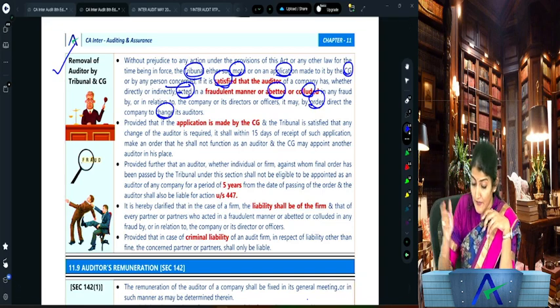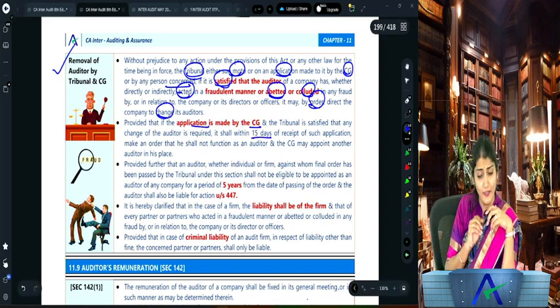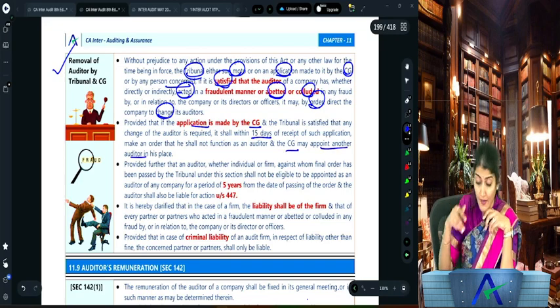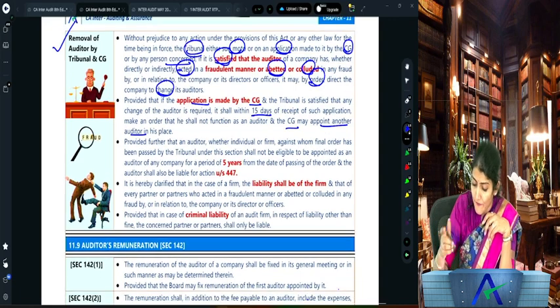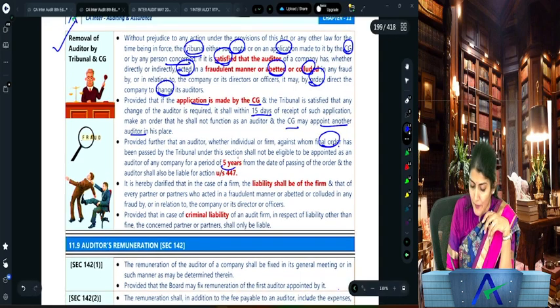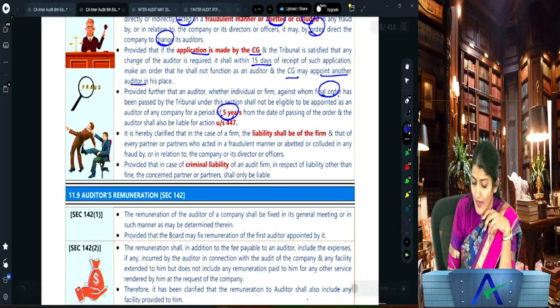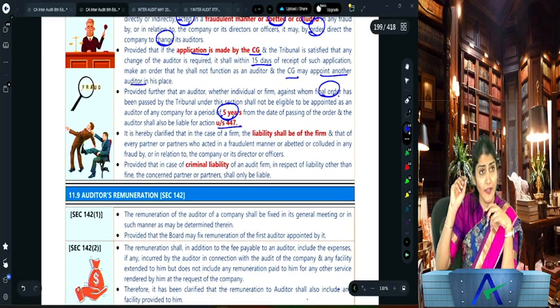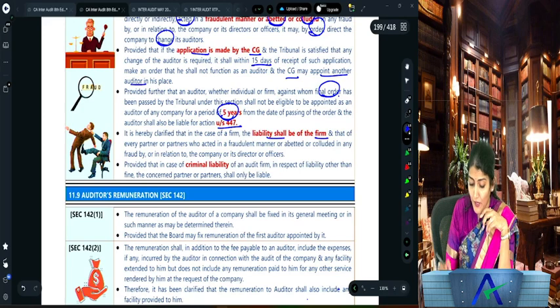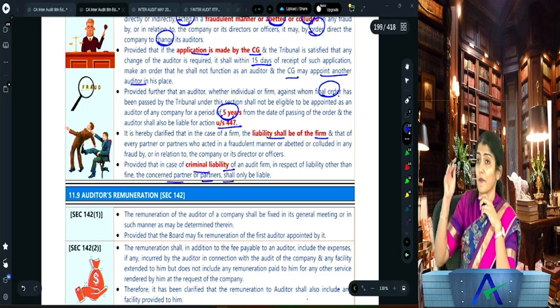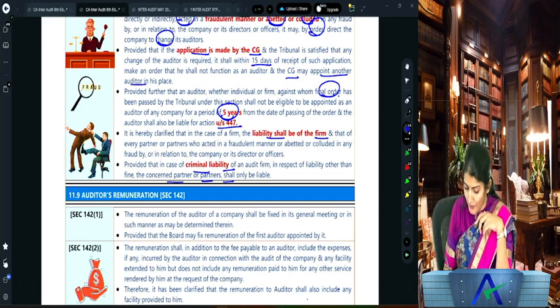It may by order direct the company to change its auditors. If the application is made by CG, then the order has to be passed within 15 days and another auditor will be appointed by the CG. Such an auditor against whom the final order has been passed cannot be appointed as an auditor of any company for a period of 5 years and shall be liable under section 447, and the liability will be of the firm, and for criminal liability only the concerned partners will be liable. Are you able to follow this, everyone?